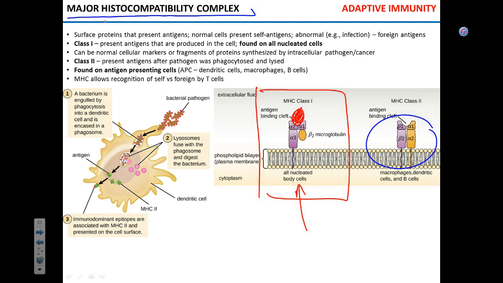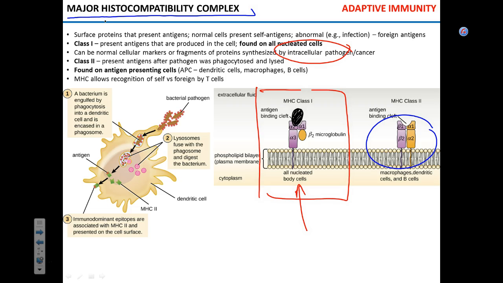Now when, say, a cell is infected by an intracellular pathogen, say a virus, it starts to wave a different kind of flag. Instead of self, it starts to wave something non-self. Does that make sense to you? So that means, hey, I'm infected, I'm not myself anymore, kill me.